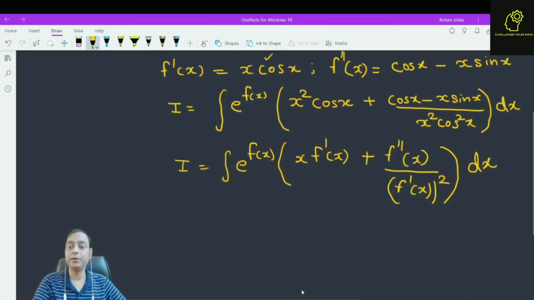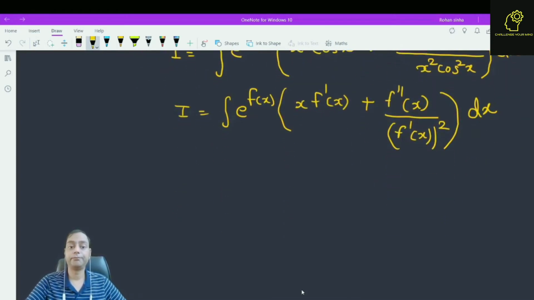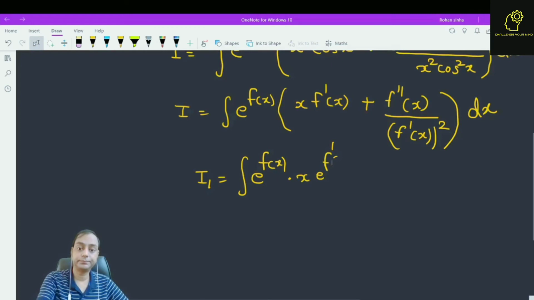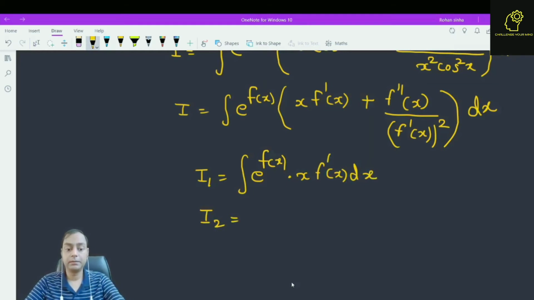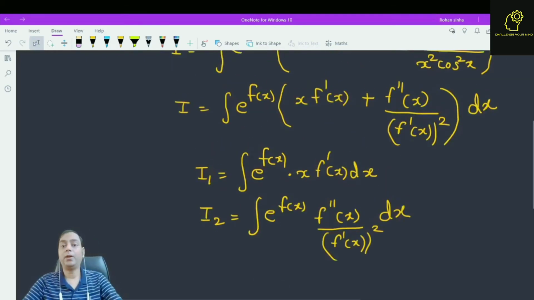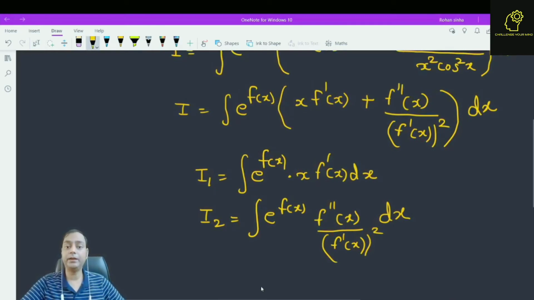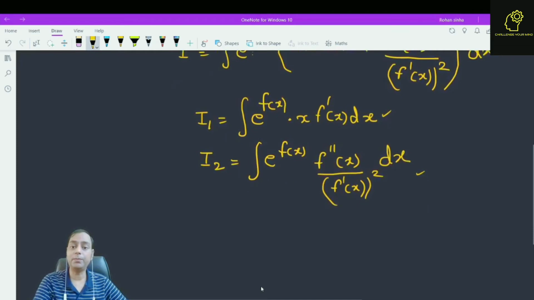Now break this integration in two parts. Say I1 is equal to the integral of e raised to f(x) into x into f dash x, and I2 is the remaining part. So what we have done in this step is simply split the given integral I into two parts: this is I1, e raised to f(x) times x f dash x, and this is I2. Now calculating I1 and I2, what do we find?